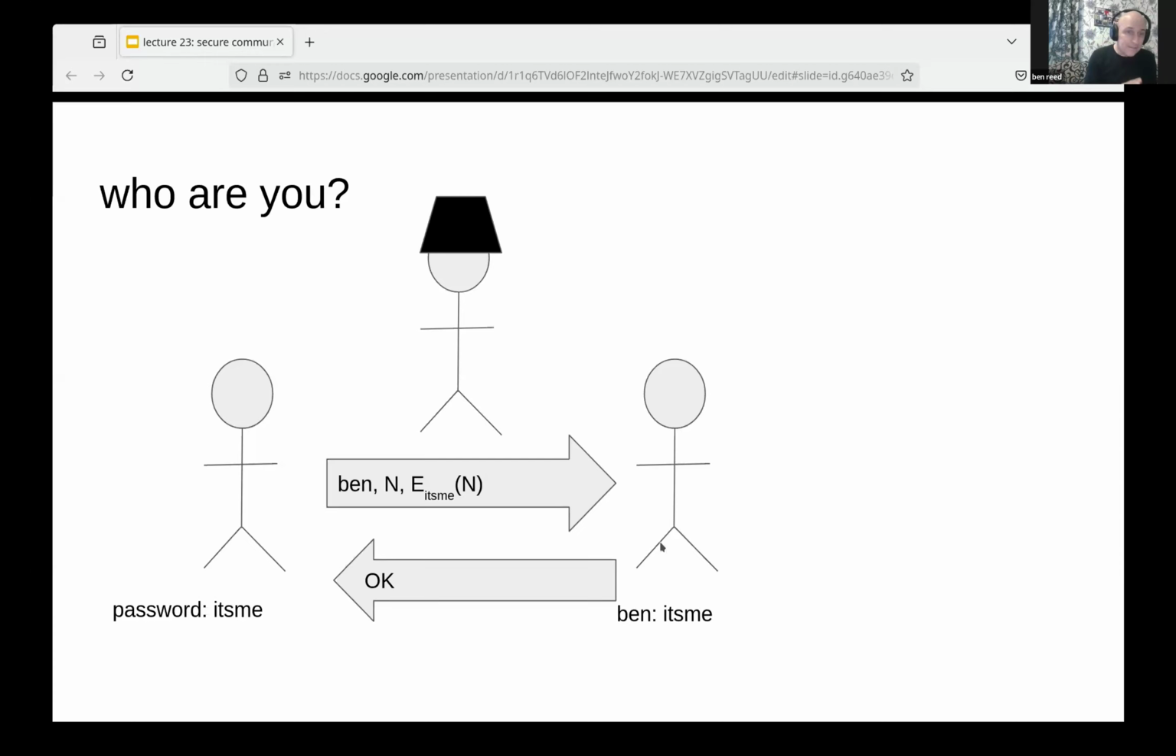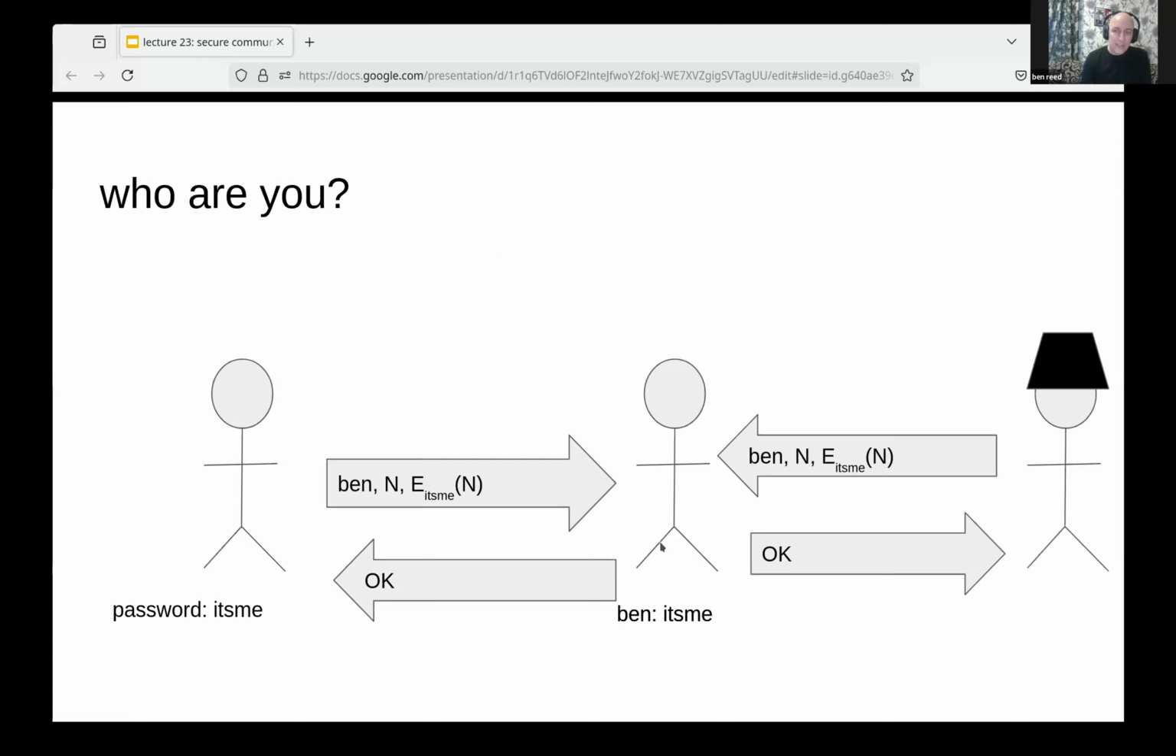Okay. But again, we can have the attacker, right? The attacker can listen to this message. And if the attacker listens to the message, the attacker can replay it. It can't encrypt N. It doesn't know how to do that. But the attacker is able to replay the message. And so if the person in the middle doesn't keep track of all the nonces used by Ben, the attacker will be able to successfully convince the person in the middle that they are Ben.